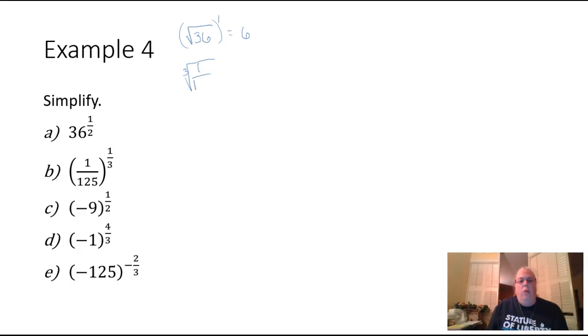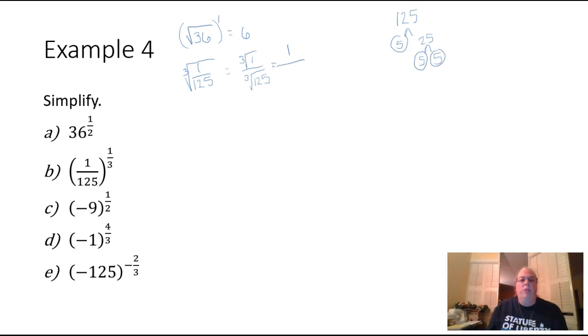of 1 over 125. And rather than do the division here, we're going to change this into the cube root of 1 over the cube root of 125. All right, well, the cube root of 1 is just going to be 1. And if we come off to the side and break down 125, we're going to find out that it's 5 times 25, and then 25 can break down into 5 times 5.